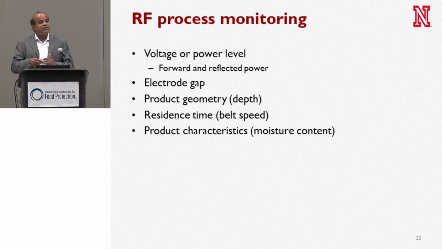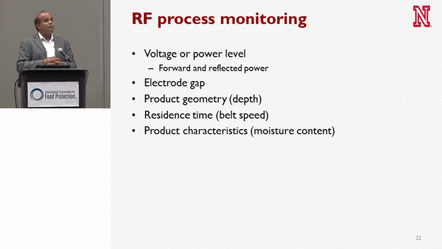In the RF, it's the voltage or the power level, how much power you apply. You can also measure the forward power, and how much power is not absorbed and is reflecting back. You want to monitor that. The electrode gap plays a major role. The product geometry, the depth of the product, and the sharpness and shape of the product play a major role. You could use curvatures to focus the waves towards the center.